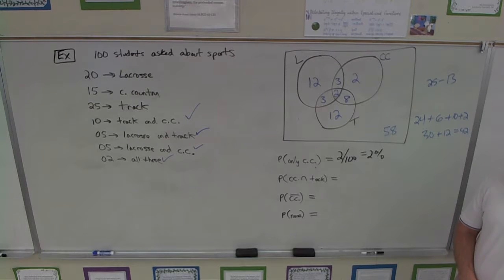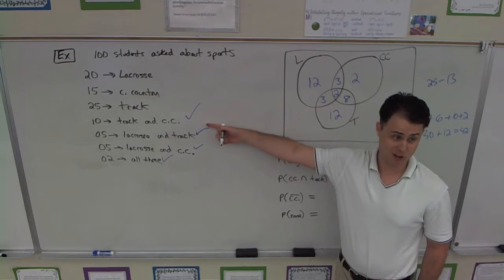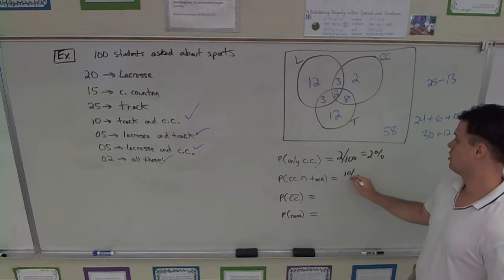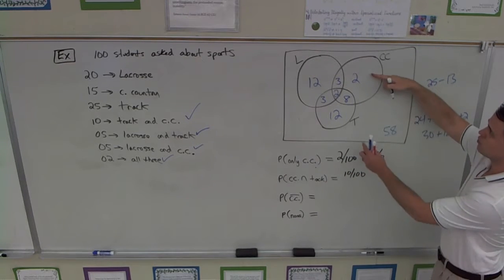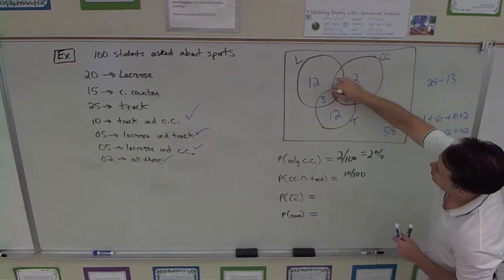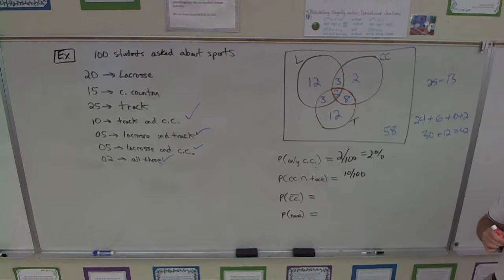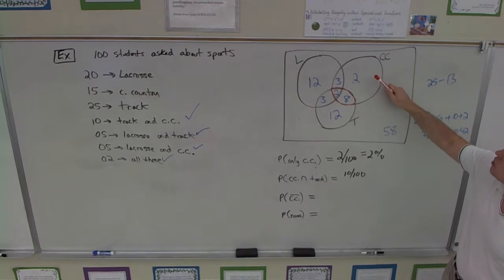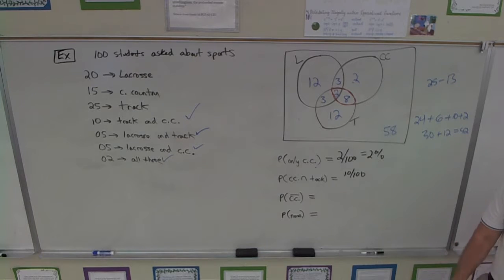How many played cross country and track? 8. You could even just go back over here to your list and study your diagram on that one, right? Cross country and track was 10 out of 100. If you're looking at this, you have to look at this overlap between cross country and track, which is this whole thing, which is 10, right? What if they said just cross country and track? Wouldn't it be 8? Just cross country and track would be 8. Yeah, you're right. Very nice.